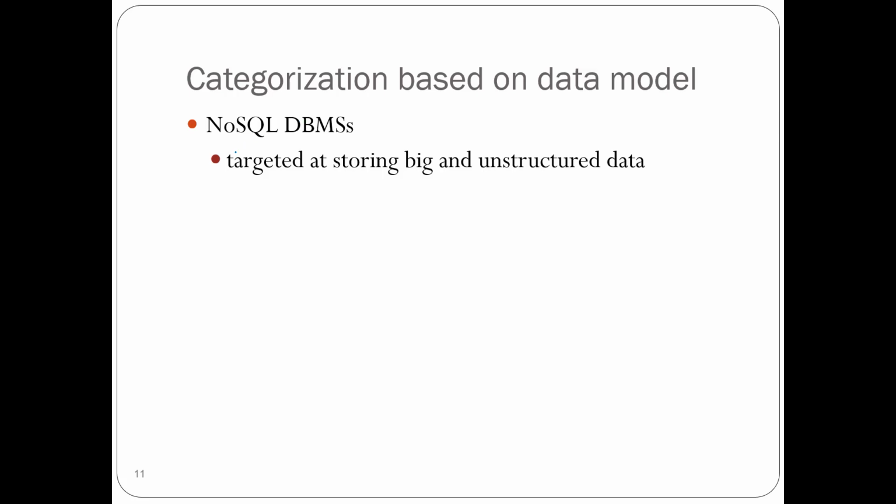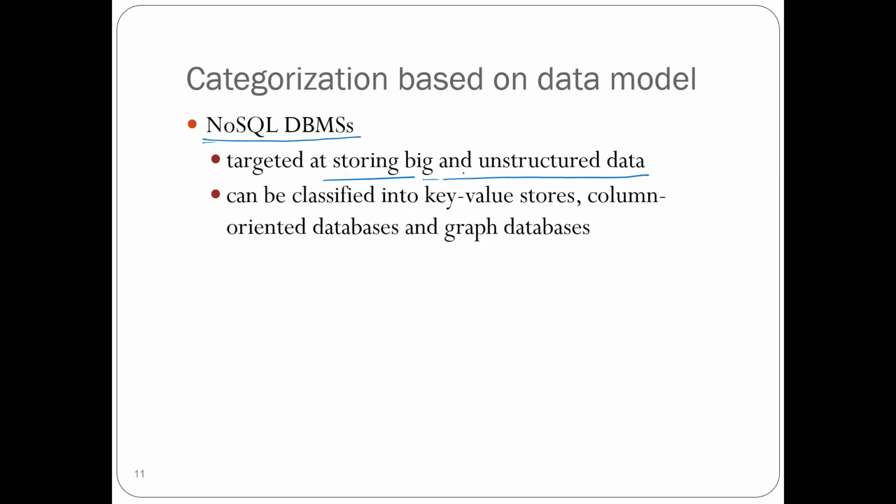And let's look at another interesting class of DBMS, which are called NoSQL DBMS. NoSQL stands for not only SQL. In this category, there are different kinds of DBMS. Basically, these DBMSs are used for storing big and unstructured data. So the relational DBMS is used for structured data, whereas the NoSQL database is useful for big and unstructured data.